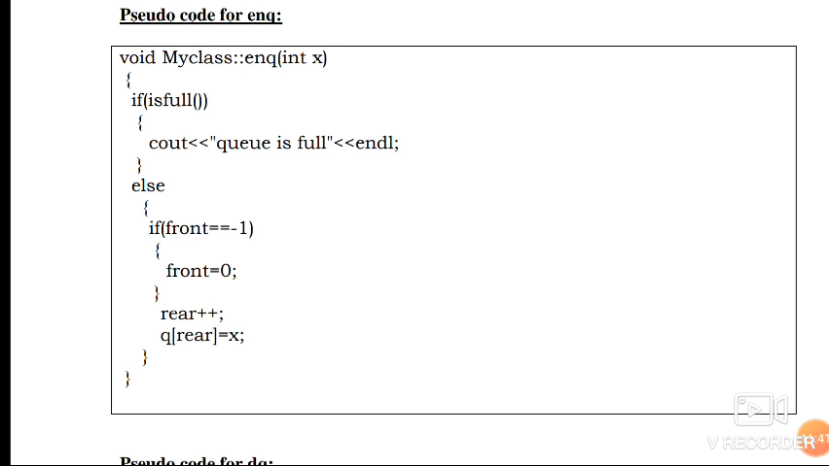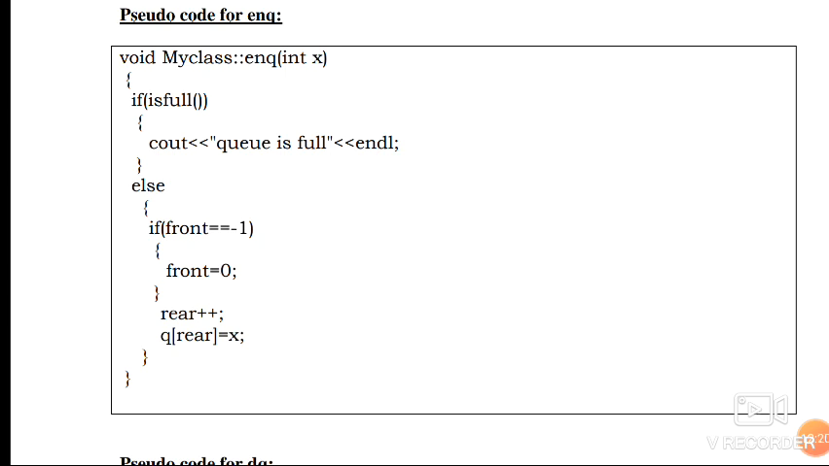Similarly, I would like to insert 20. 20 gets stored into X. Is it full? No, because rear is at 0th index. Its full condition is true when rear is at 4th index. Again we enter the else part. If front equal to -1, no, now it is not equal to -1 because previously we have set front at 0th index. So from this moment only rear gets incremented, rear becomes 1, and Q of 1 equal to 20. 20 gets stored at first index.